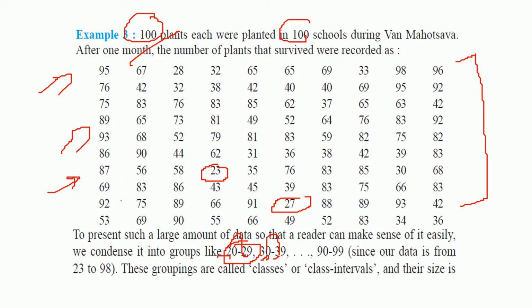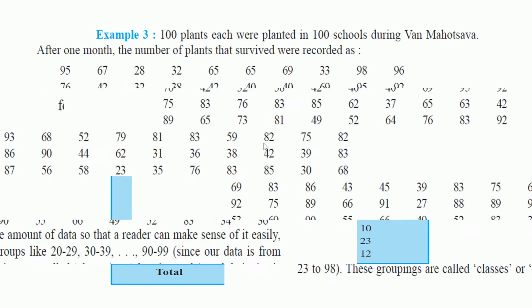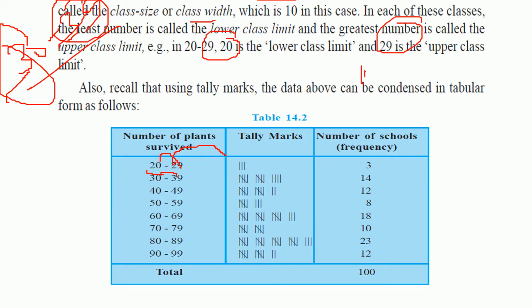Let us see this column-wise. This is 20 to 29. So we have around 3 numbers here. We have to be very precise. These are 3 numbers here. So let us mark 1, 2, 3, three bars like this, and write it as 3.